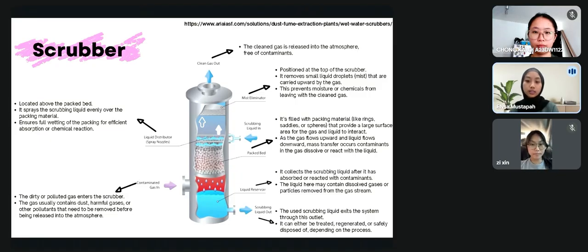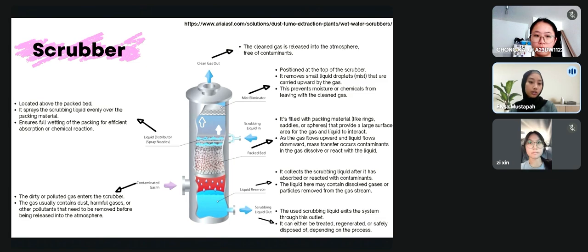Liquid reservoir, it collects the scrubbing liquid after it has absorbed or reacted with contaminants. The liquid here may contain dissolved gases or particles removed from the gas stream. Scrubbing liquid out. The used scrubbing liquid exits the system through this outlet. It can either be treated, regenerated, or safely disposed of depending on the process.